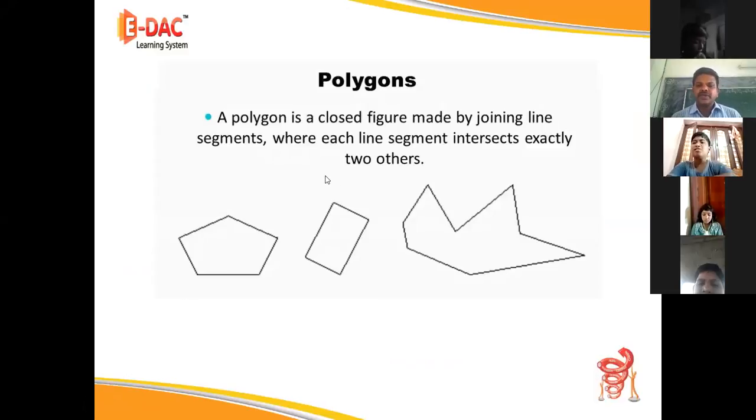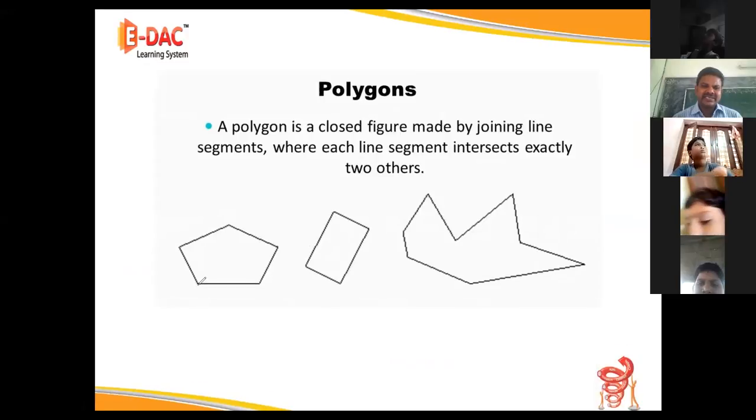Yes. So polygons are made up of line segments. Here, see, a polygon is a closed figure made by joining line segments. So what are the line segments? This is one line segment. From here to here, this is one line segment. This is one line segment. And this is one line segment.